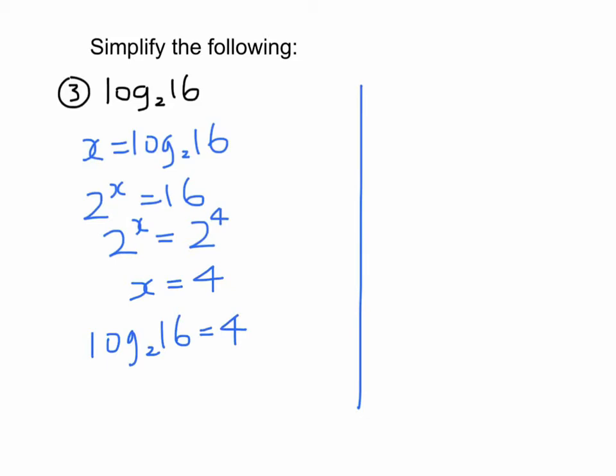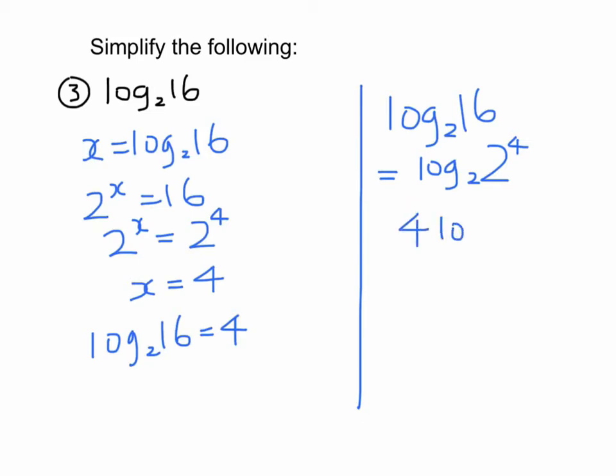So we write log to the base 2 of 16 equals 4. Now the other way of doing it would have been to notice in the first place that 16 is 2 to the power of 4 and everything else was as before. Then you can use this rule where you can bring that power down to the front over here. So we have 4 log to the base 2 of 2. And from before, this really equals 1. So we have 4 times 1, which is 4.